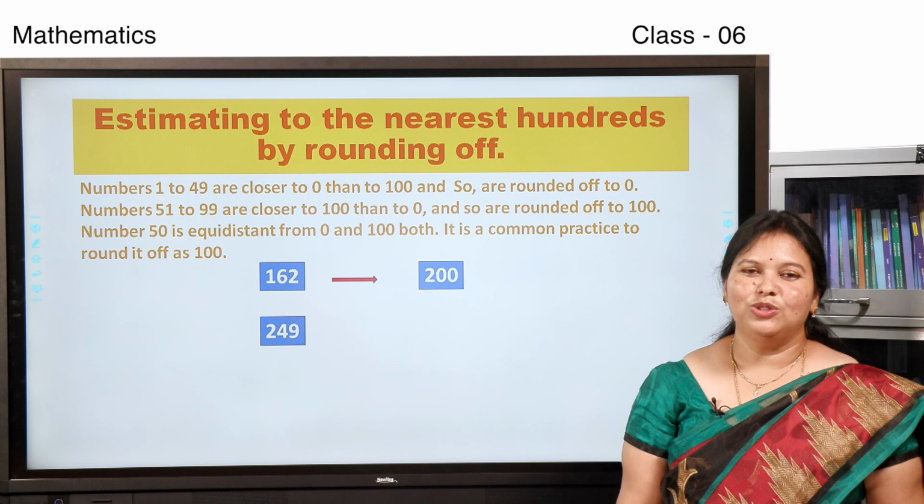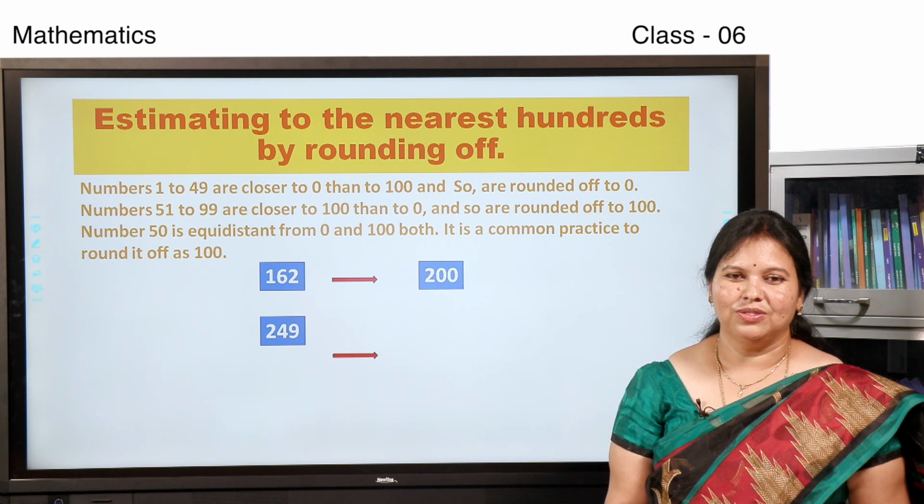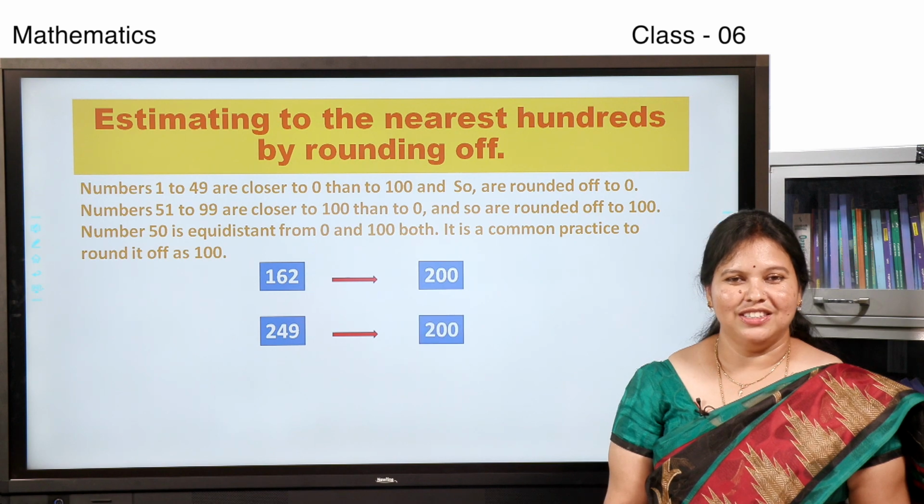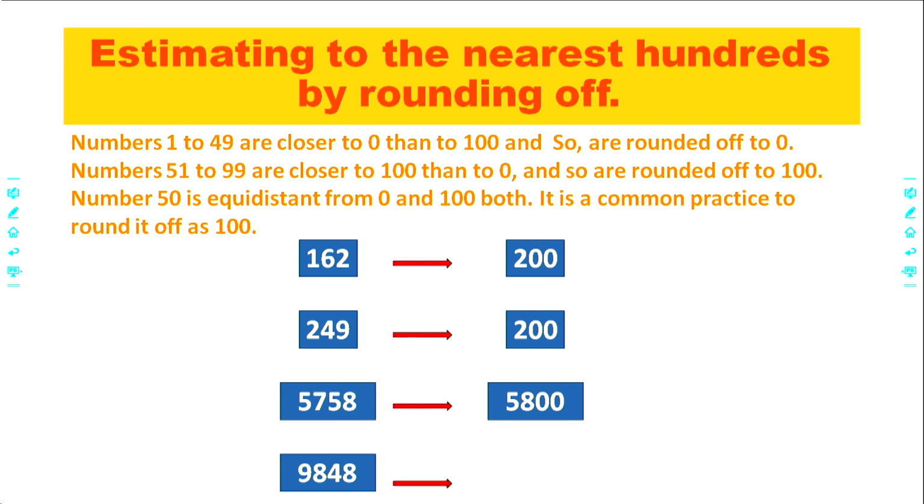Similarly, how to round off 249? We round off 249 to 200. We round off 5758 to 5800. Similarly, 9848 is rounded off to 9800.